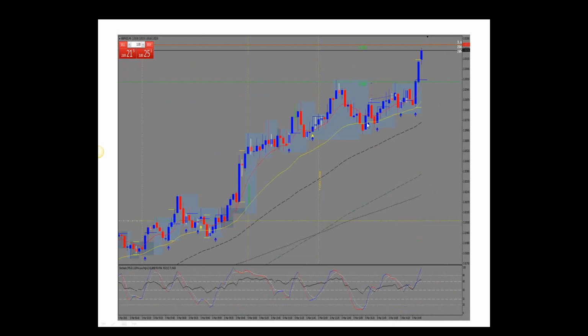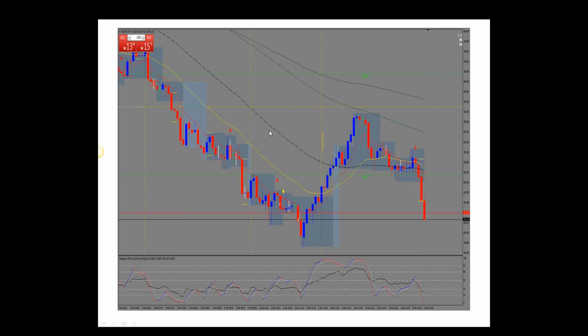And here's another trade here. And another trade. Okay, so I am showing some losers.